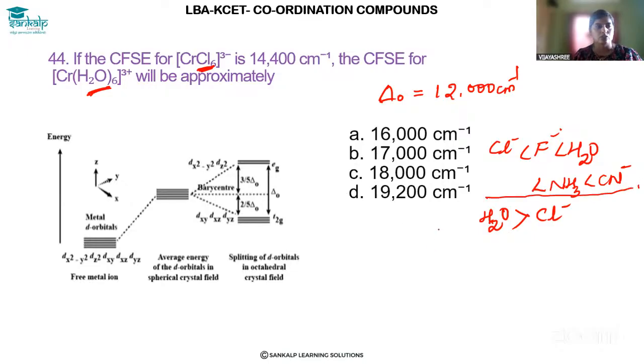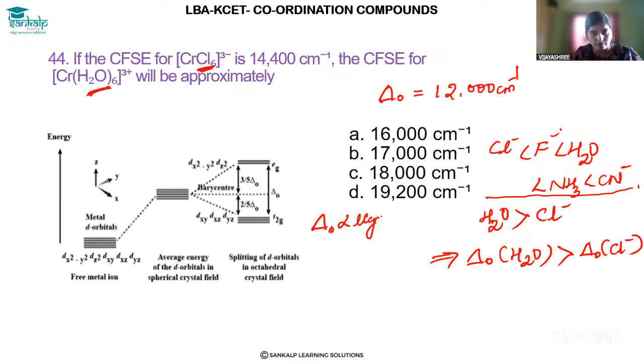Water is a stronger ligand than chloro, which implies delta naught for water is greater than delta naught for Cl minus. Right? So the crystal field splitting energy is directly proportional to ligand strength.